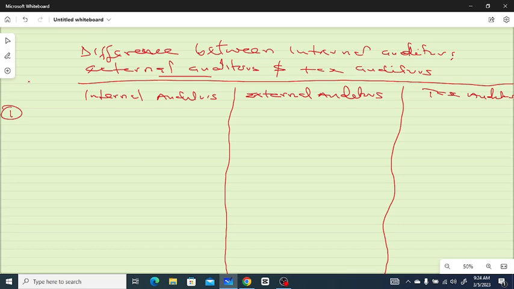Okay, good afternoon, class. Today we are going to look at the difference between internal auditors, external auditors, and tax auditors. These are the three types of auditors we have.